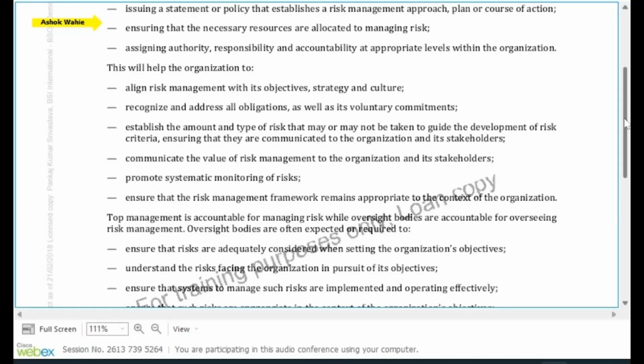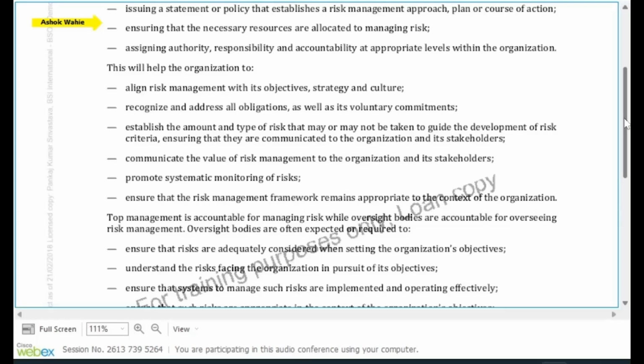The third thing is that we will be able to establish the amount and type of risk that may or may not be taken. This is the amount and type of risk we will take. This is the amount and type of risk we will not take, which will help to develop the risk criteria. What is my risk criteria from a financial perspective? What is my risk criteria from an operational perspective? What is my risk criteria from a legal and regulatory perspective? And we will ensure that these risk criteria are communicated to the organization and its stakeholders.